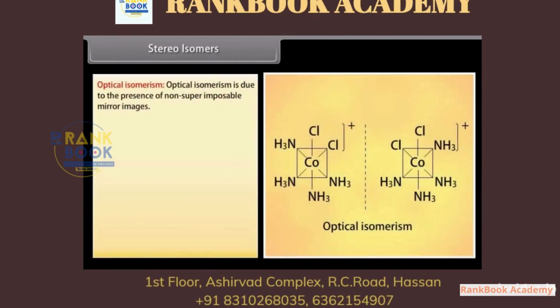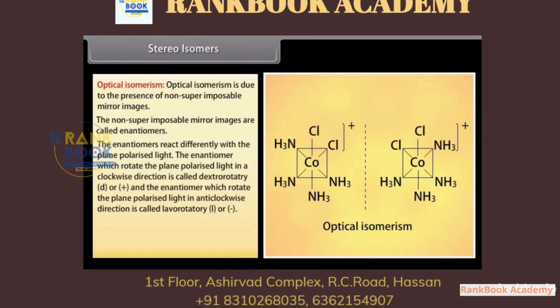Optical isomerism. Optical isomerism is due to the presence of non-superimposable mirror images. The non-superimposable mirror images are called enantiomers. The enantiomers react differently with plane polarized light. The enantiomer which rotates the plane polarized light in a clockwise direction is called dextrorotatory, and the enantiomer which rotates the plane polarized light in anti-clockwise direction is called levorotatory. A 6 coordinate complex containing 3 bidentate ligands shows only optical isomerism.